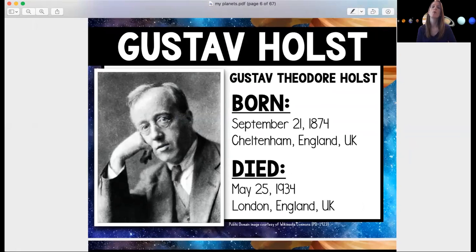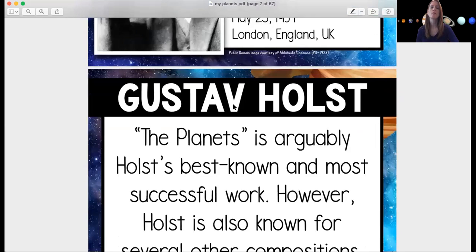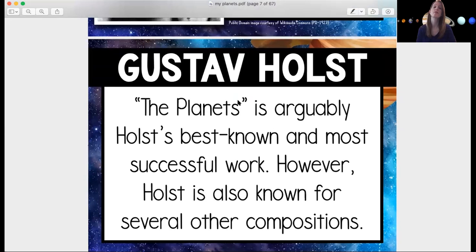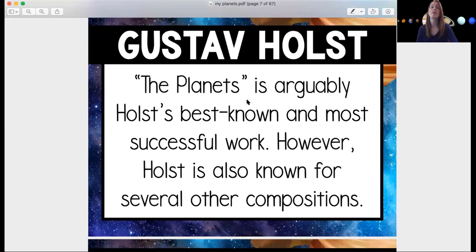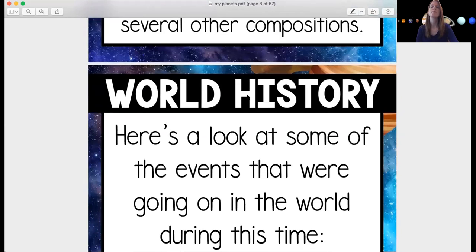And so what that means is that he and other composers would give more of the names of their songs. They wouldn't just say Symphony Number 1 in G major or whatever. They would give it actual titles. So he wrote about the planets, so he named it The Planets. It's one of his best known and most successful works, but he did write several other compositions.